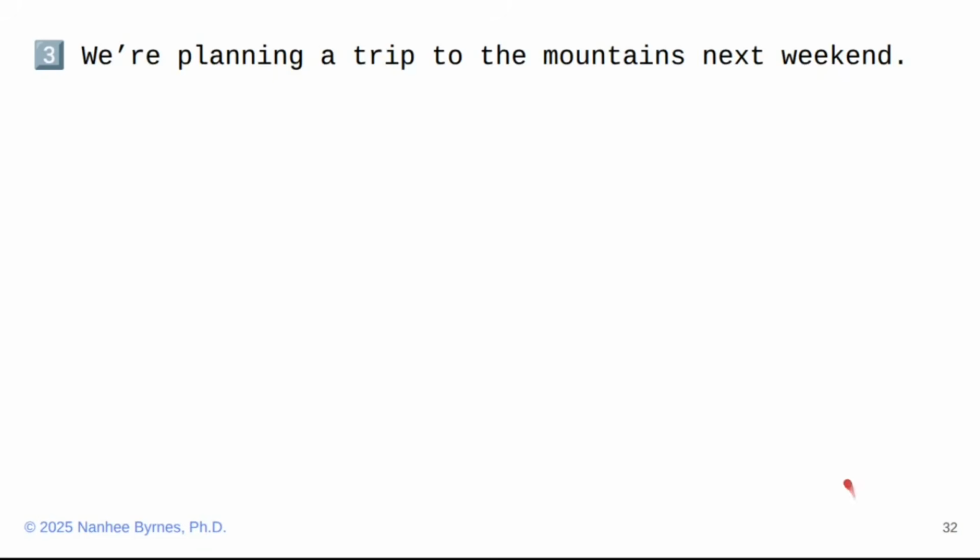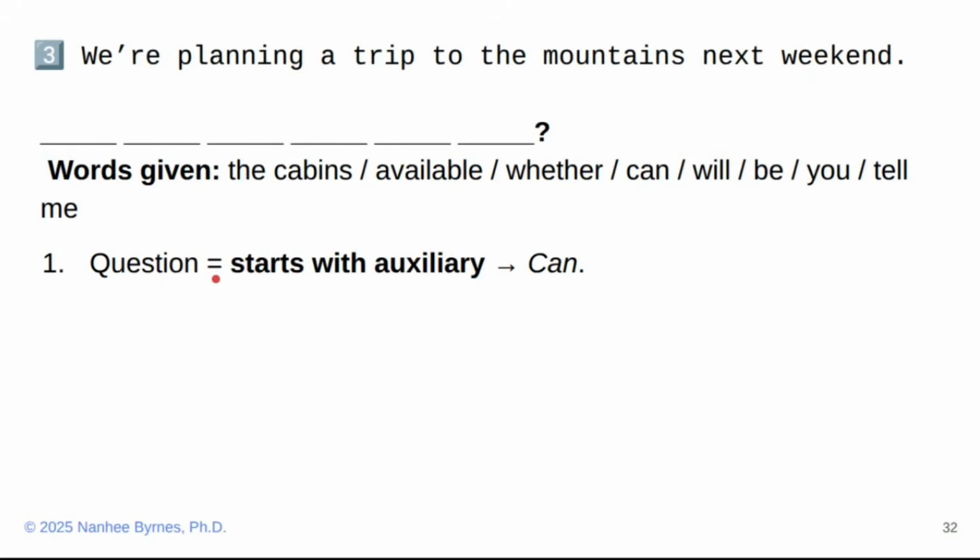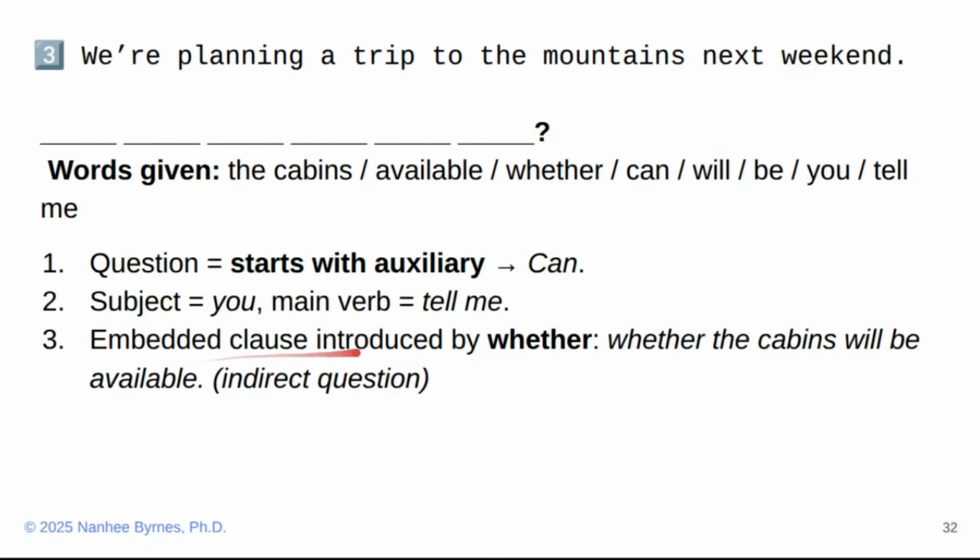Number 3. We're planning a trip to the mountains next weekend. Blank, blank, blank, blank, blank, blank. Words given: the, cabins, available, weather, can, will, be, you, tell me. Because of the question mark, we start with an auxiliary verb like can. The subject is you, and the main verb is tell me, which is ditransitive. It takes both a direct and an indirect object.